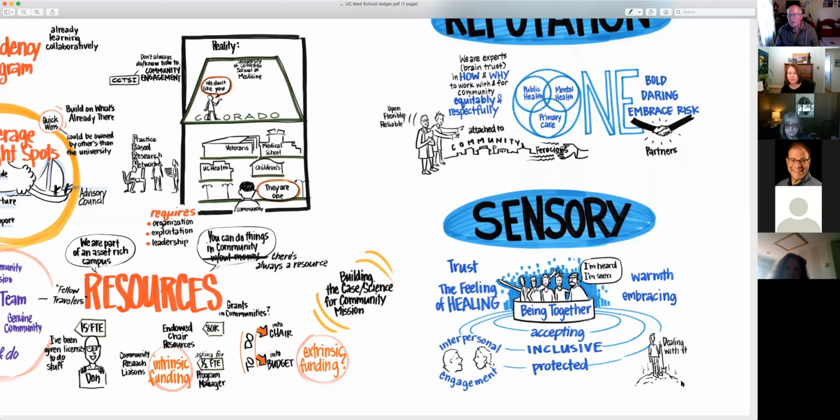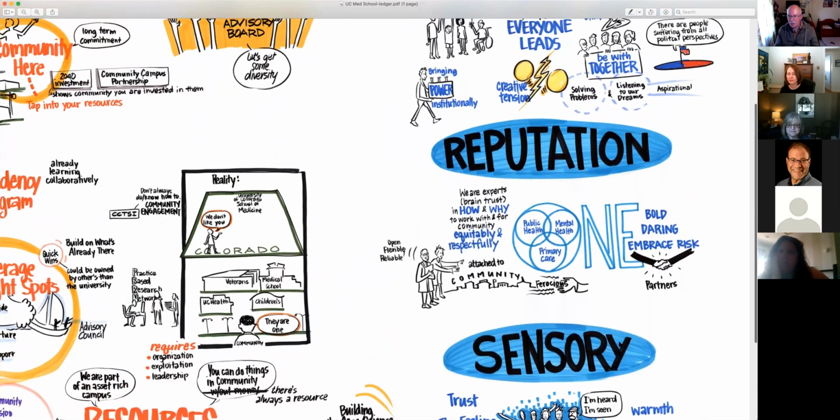And I love this, dealing with the shit. Nice little steaming pile of it there that was illustrated. So that was pretty interesting what folks came up with there.